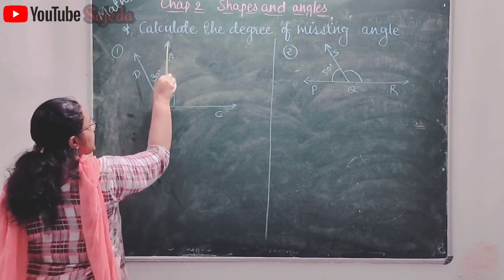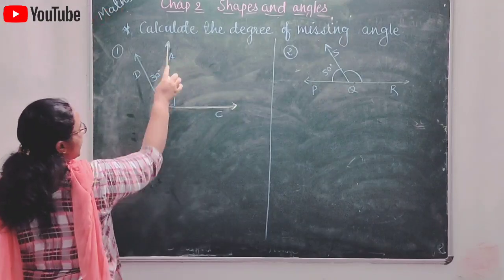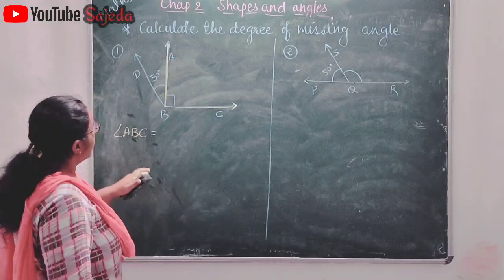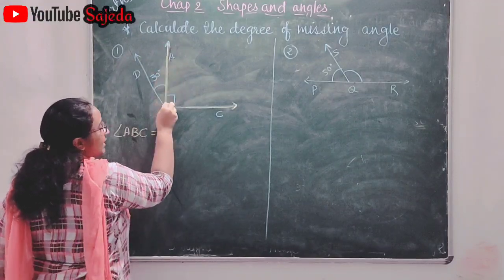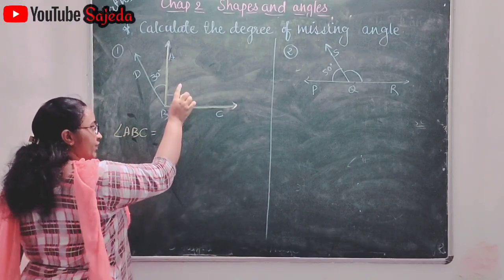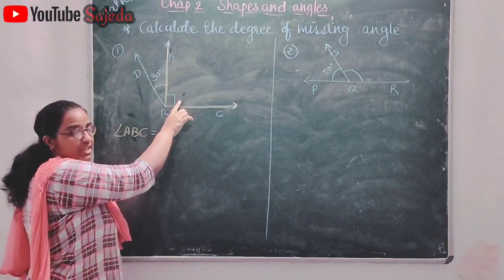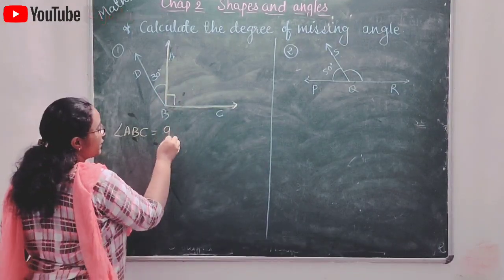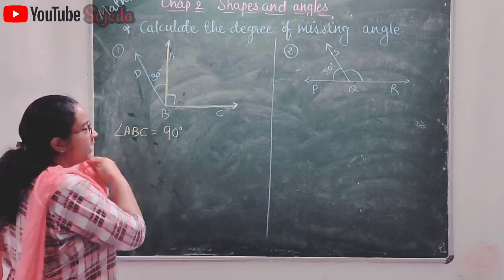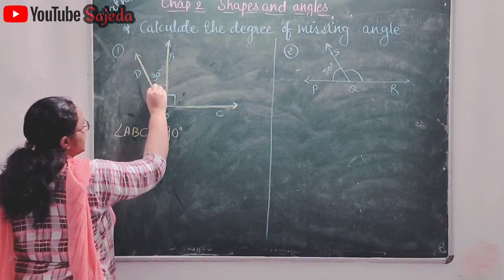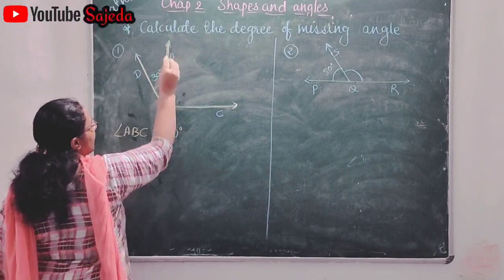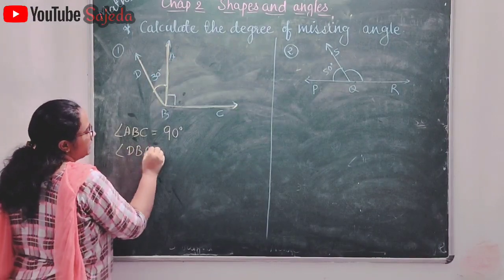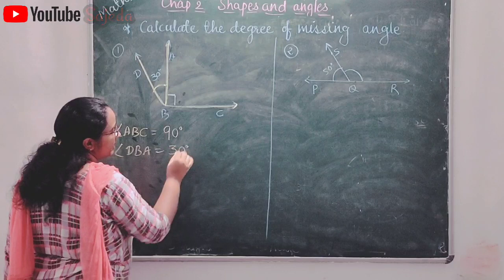So here we can recognize this one. The first one is angle ABC. Now you can see that it looks like the English alphabet L. Here the measurement is not given, but it is understood that if it is a right angle, its measurement is fixed, and that is 90 degrees. Now another angle you can see here is angle DBA, and its measurement is given as 30 degrees.